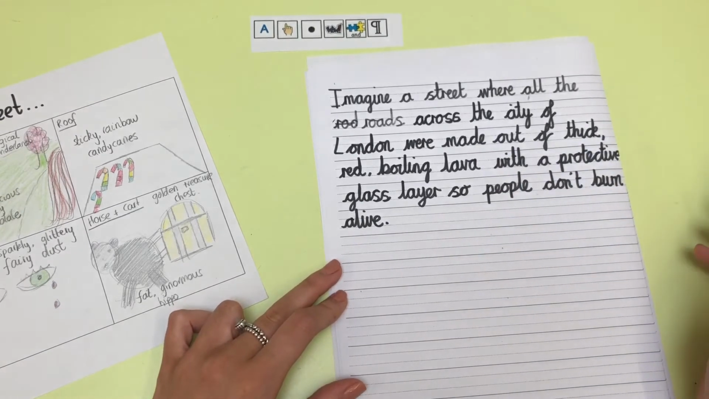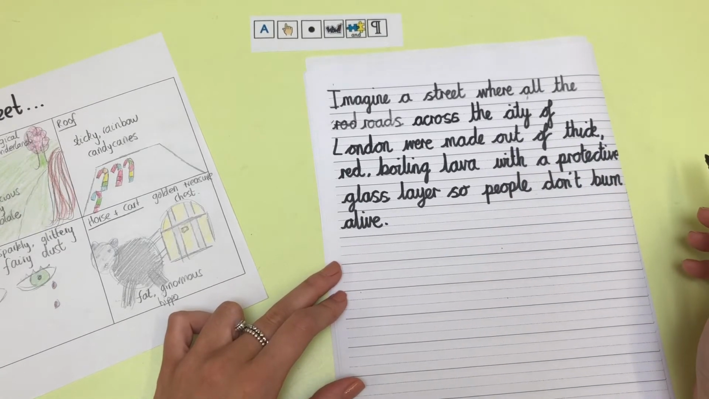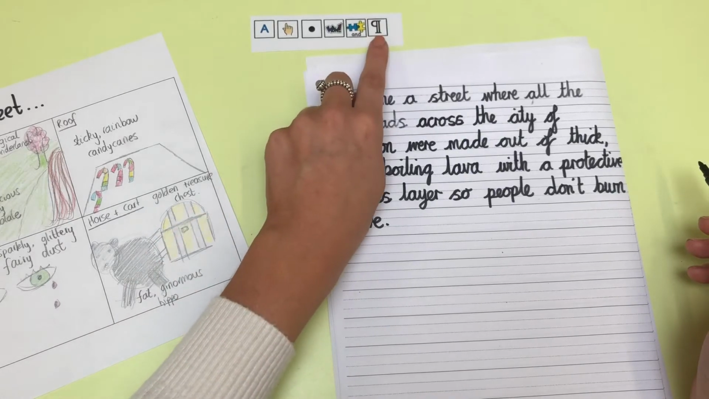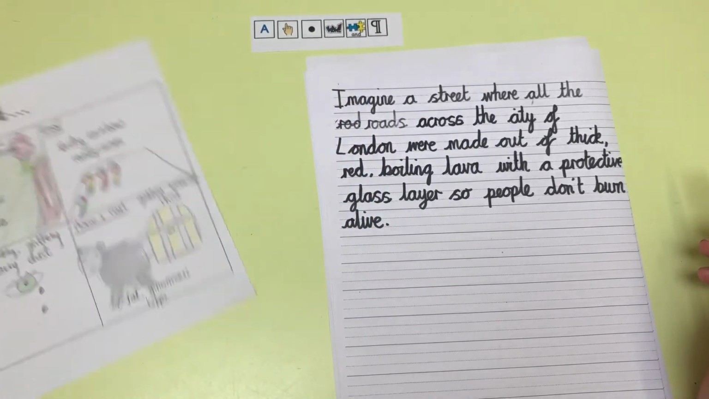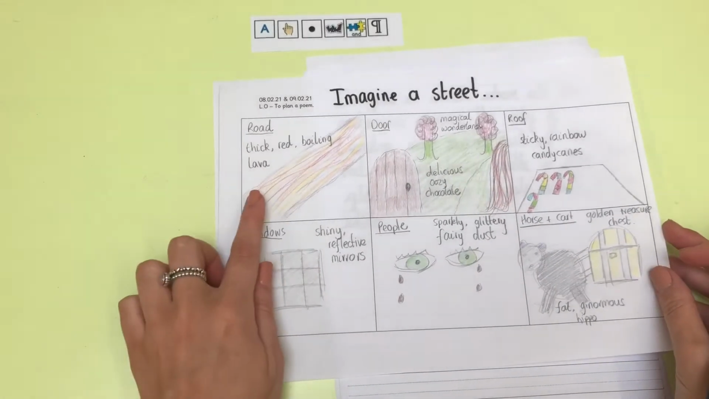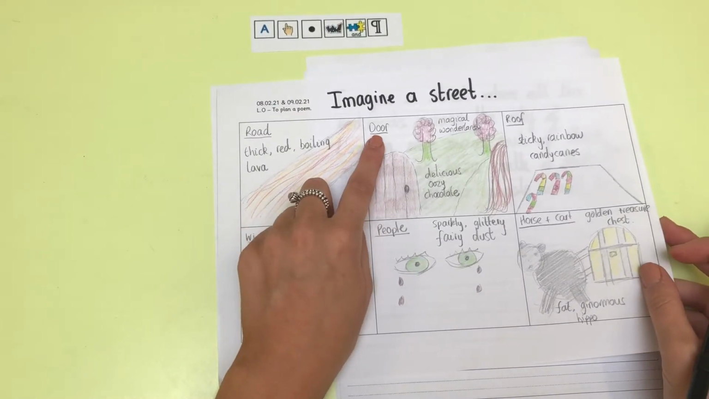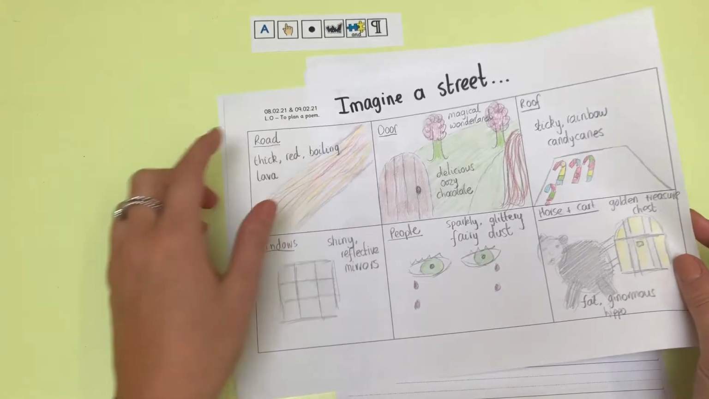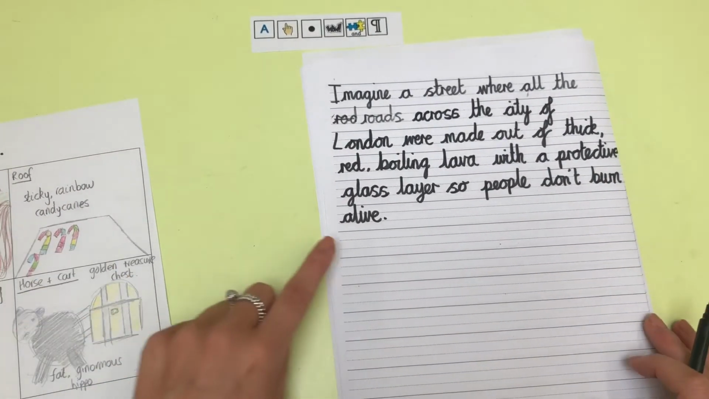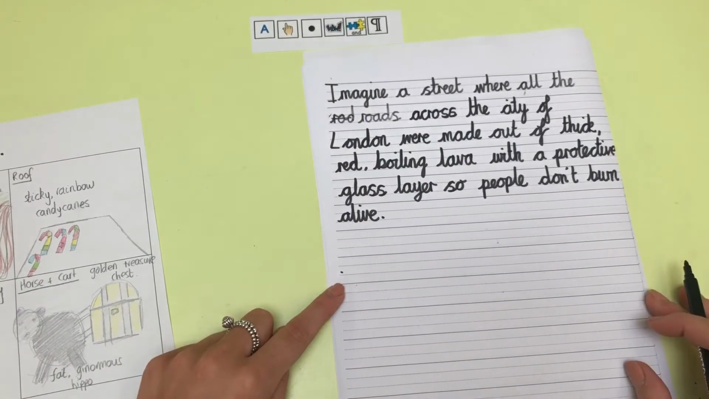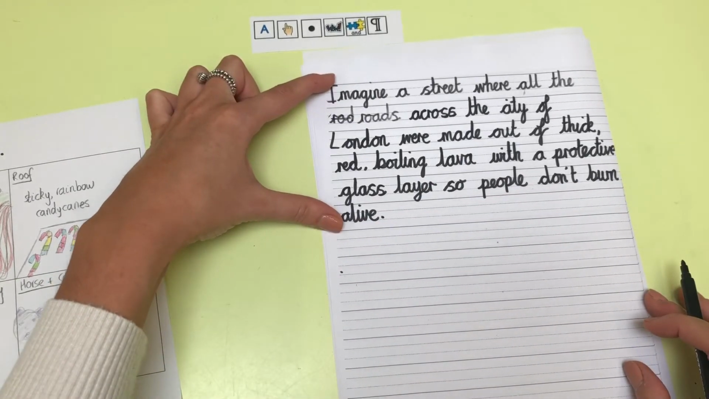Imagine a street where all the roads across the City of London were made out of thick, red, boiling lava with a protective glass layer so people don't burn alive. So now I've done my first box, so that means I've now got to leave a line to create my paragraph. So when I start writing about the door, I've got to leave a line. So I'm going to leave all of that line and I'm going to start my new sentence there. So that would become one paragraph.